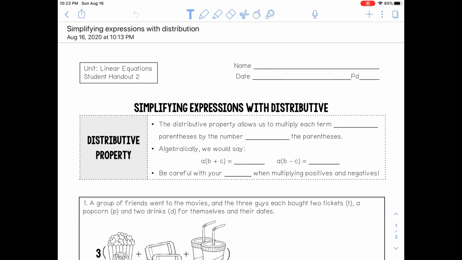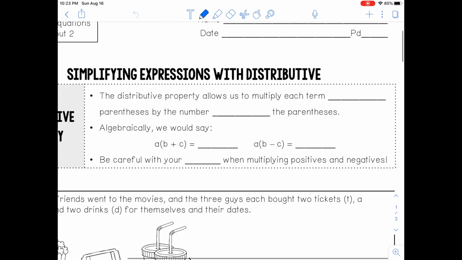Today's lesson is an extension of what we did on Thursday. We're simplifying expressions with the distributive property. The distributive property allows us to multiply each term inside the parentheses by the number outside the parentheses.